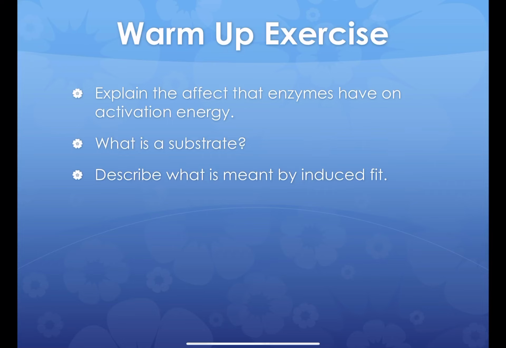Explain the effect that enzymes have on activation energy. So you should say that enzymes lower the activation energy. So remember, activation energy is the energy that's needed to get a reaction started. So in our lesson, I talked about hydrogen peroxide and how that breaks down very slowly over a long time. But if you add a catalyst or an enzyme to that reaction, then it would happen a lot quicker.